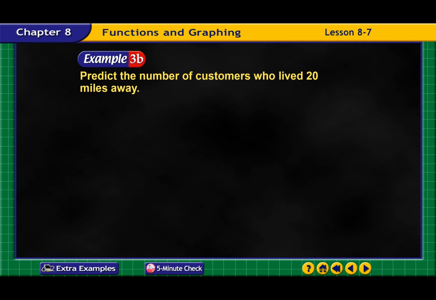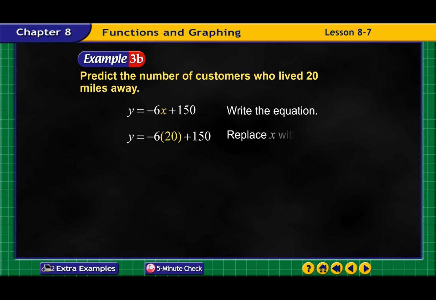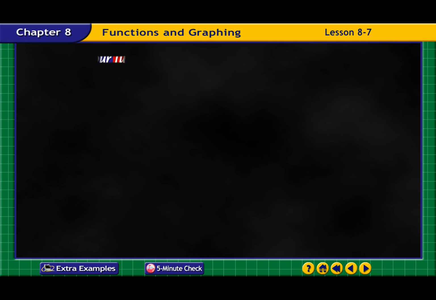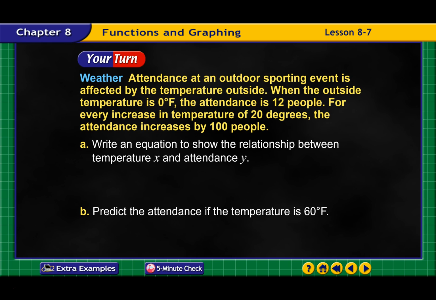All right, so predict the number of customers who lived 20 miles away. So we'll take that equation that we just got, and we're going to replace x with 20. And once we simplify that, multiply by 6 and subtract it from 150, it would come out to 30. So at a distance of 20 miles, the number of customers is 30. All right, your turn, go.